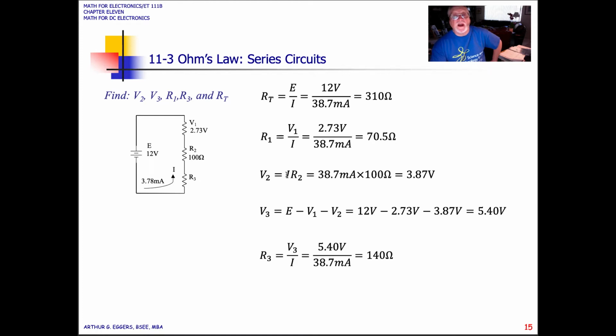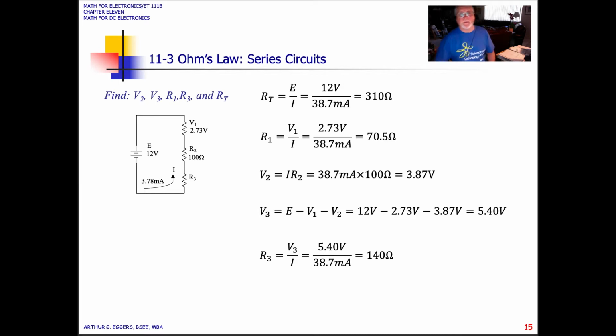Now solving for the voltage drop across R2, again, since I know the total current in the circuit, I can solve by just taking the product of the total current times the value of the resistor, 100 ohms, and I get 3.87 volts dropped across R2. Finally, I can solve for V3 by using Kirchhoff's voltage law. Kirchhoff's voltage law says that if I know the total EMF, I can subtract the other two known values, V1 and V2, from the EMF, and I get 5.4 volts.